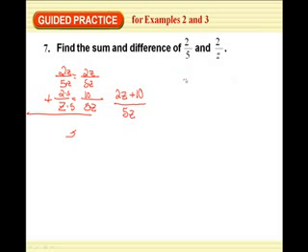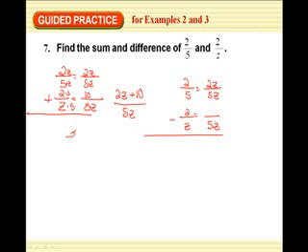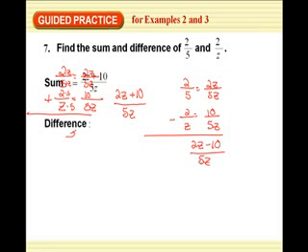2/5 minus 2/z. Our common denominator is 5z again. These are going to stay the same. So this time it'll be just 2z minus 10 over 5z. I think that's right. Let's see what they came up with. Yep.